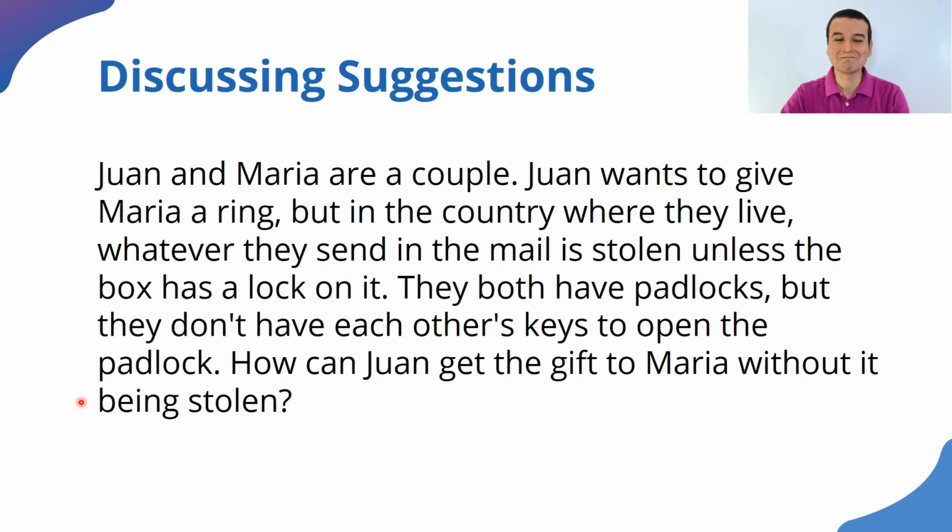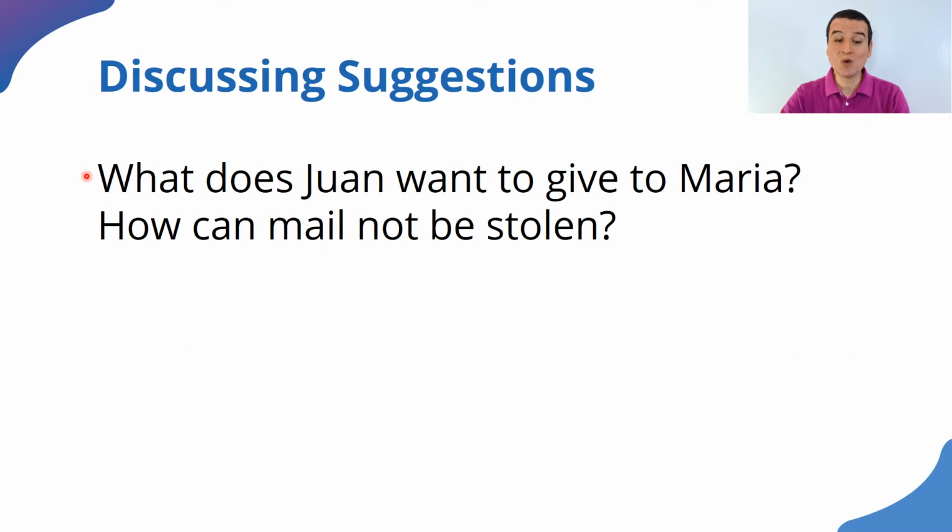All right, let's think about it. Let me just ask some simple questions because it may take a while for you to get the solution. What does Juan want to give to Maria? A ring, yes? And how can mail not be stolen? If it has a lock, a padlock.